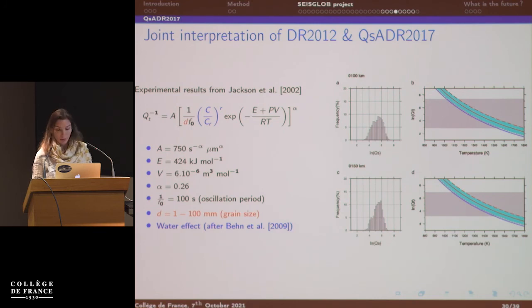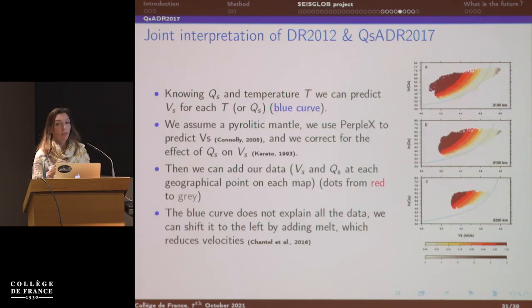Then you can go a bit further, and for the temperature, you can go back to the velocity, using, for instance, Perple_X, and choosing some composition, for instance, a pyrolitic mantle. Then you have this curve relating the attenuation to the velocity. Now, on this graph, you can put the data, and here our data are the tomographic models, the Q factor and the velocity model. Every dot here is a geographical location in our tomographic model.